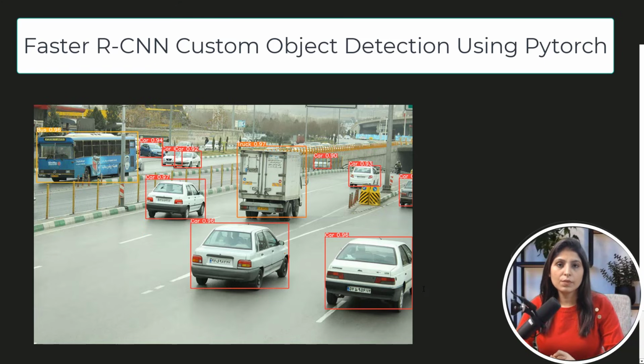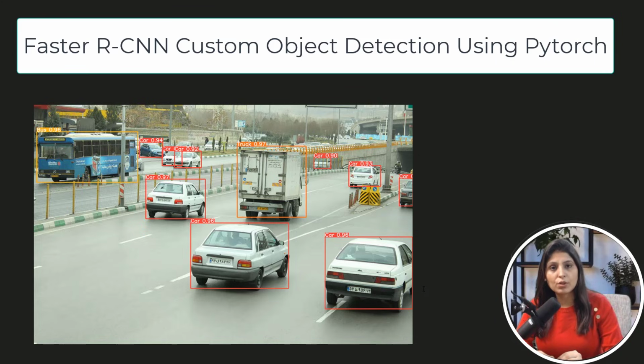So guys, in today's video I'll show you how you can perform object detection on your custom dataset using the Faster R-CNN model. For today's tutorial, we will use PyTorch. That means we will train the Faster R-CNN model on the PyTorch framework. And this is a step-by-step tutorial. So first I'll teach you how to prepare your dataset and then we'll train the model on that dataset.